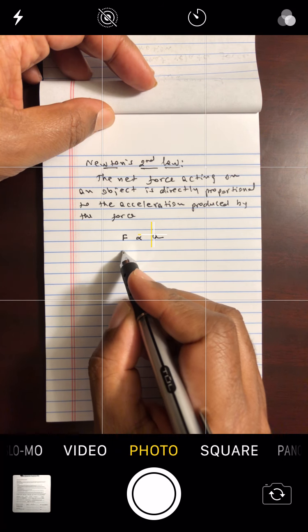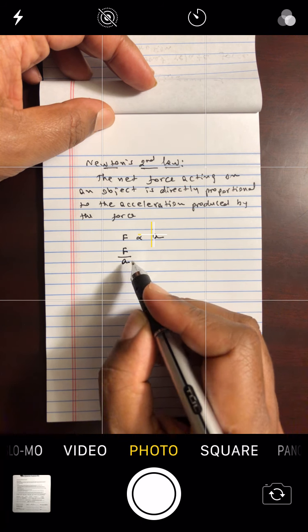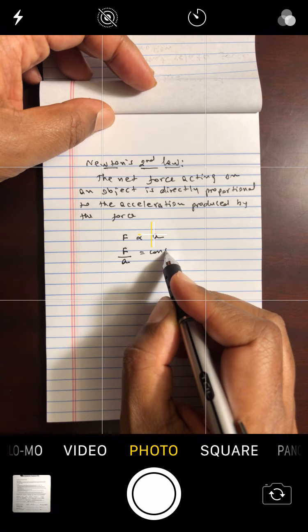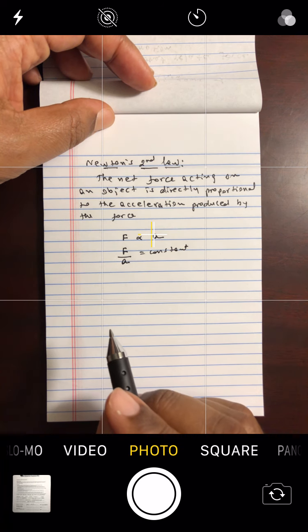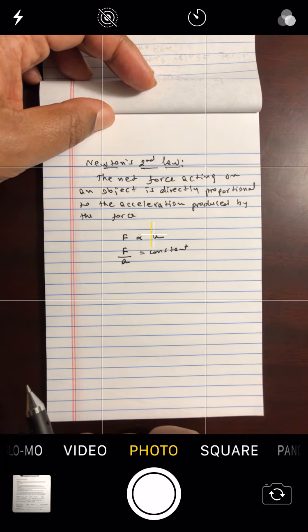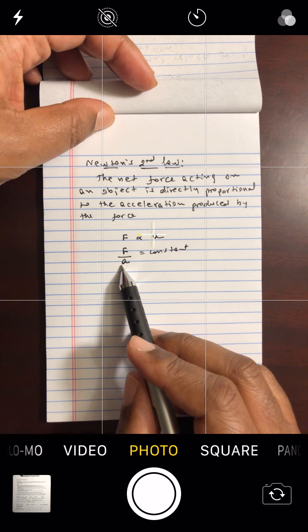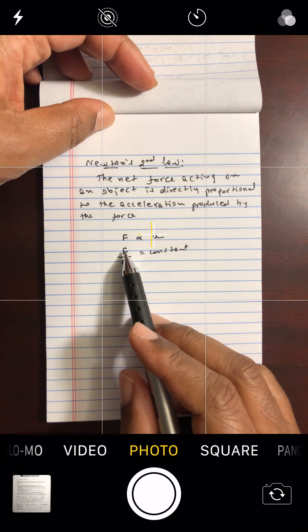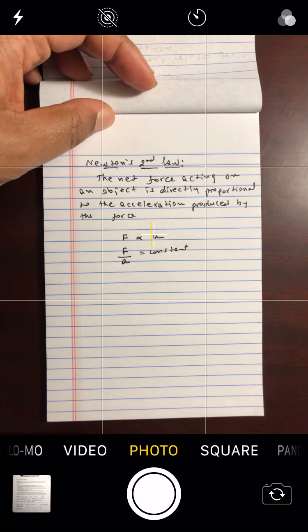So this means mathematically the ratio between the force and the acceleration is a constant. That is, the force might change, the acceleration might change, but the ratio will always remain a constant. What that means is if you double the force, the acceleration doubles, the ratio remains a constant. If you triple the force, the acceleration triples and the ratio remains constant.